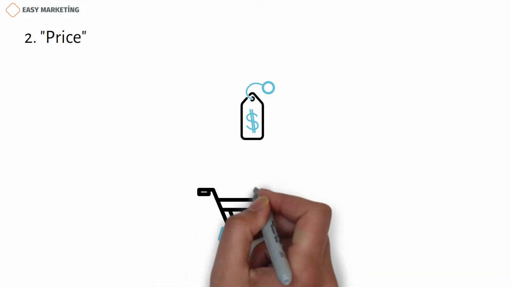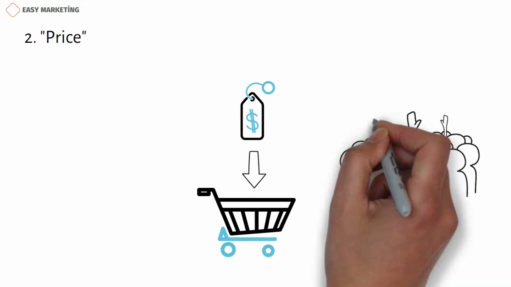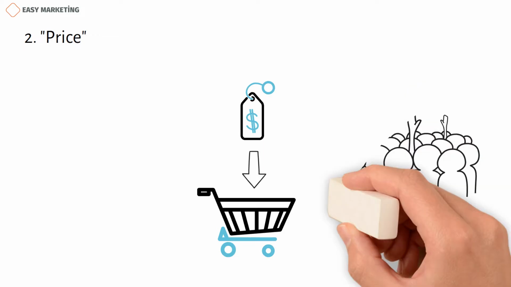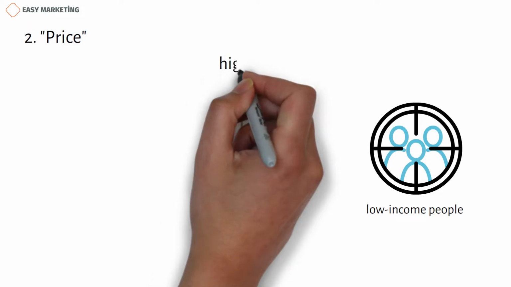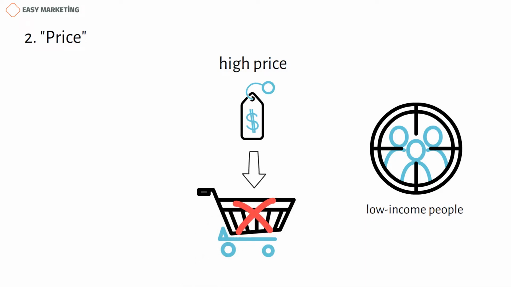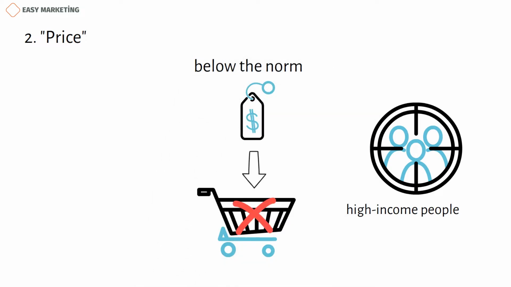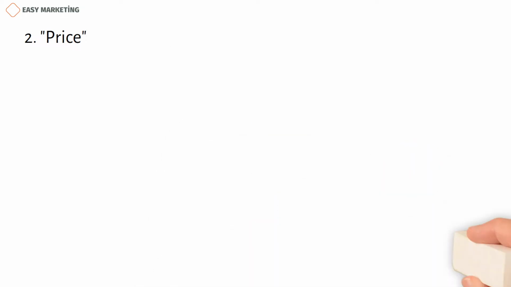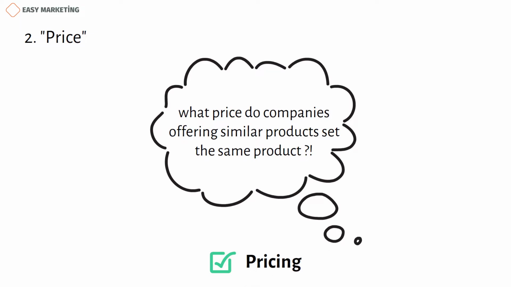The second factor is price. That is the market price of the product. Here, the price of the product will directly affect sales. Therefore, the question arises, how much are potential customers willing to pay for this product? If the target audience of the product is low-income people and a high price is set for it, then the product will not be sold. Conversely, if the product is a premium product and the target people are high-income people, then the fact that the price is below the norm will have a negative impact on sales. An additional question you could ask is, at what price do companies offer similar products? Taking into account these factors will increase the likelihood of the product being successful in the market.